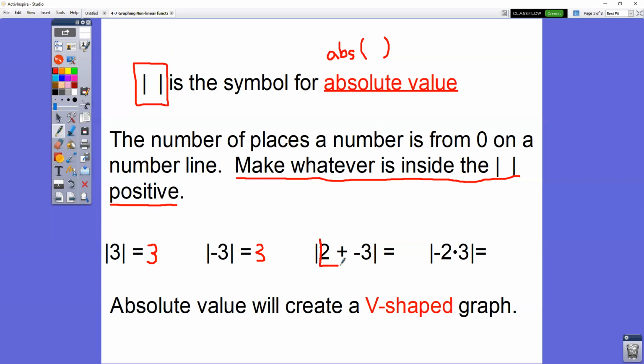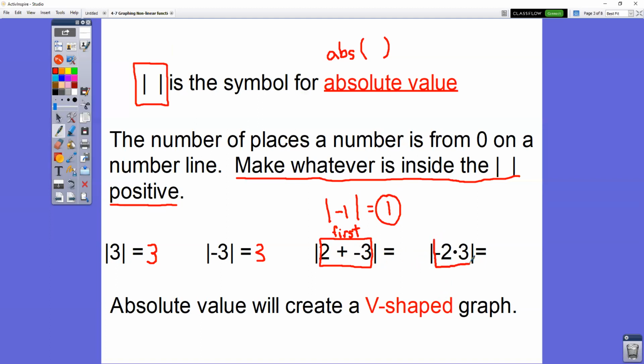On some of the questions today, you will have an operation, whether it's adding, subtracting, multiplying, or dividing, inside of the absolute value symbol. Whenever you have an operation inside the absolute value symbol, you have to do that operation first. So we're going to do the 2 plus -3 first. 2 plus -3 is -1. Then take the absolute value of -1. The absolute value of -1 is +1.